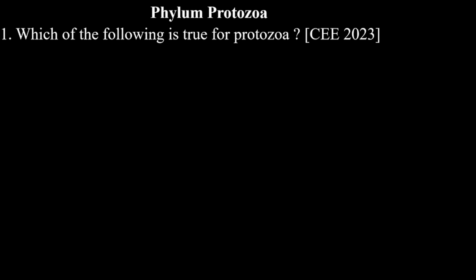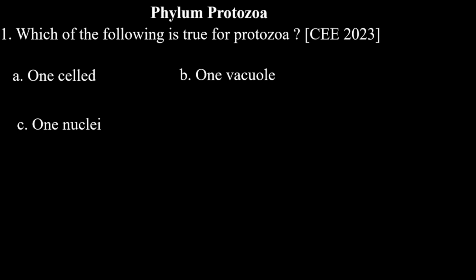Let's look at question number 1. Which of the following is true for protozoa? Your options are A. One cell, B. One vacuole, C. One nuclei, and D. Half cell wall. Your time starts now.